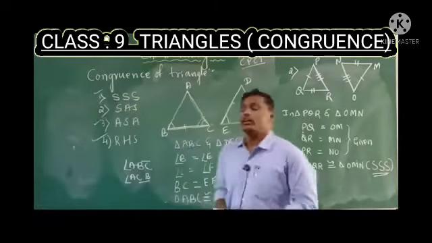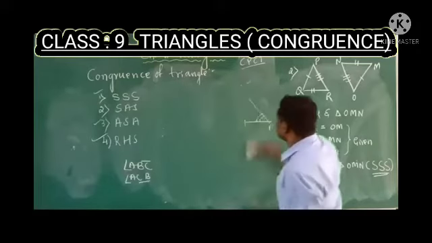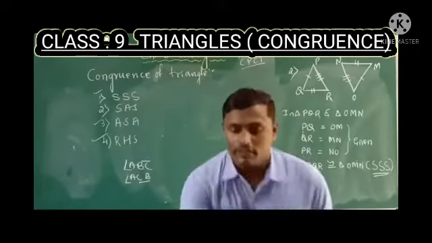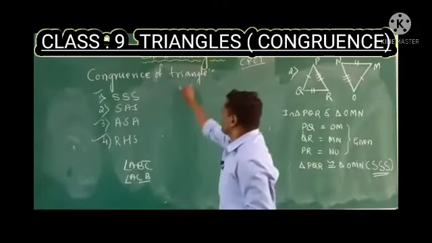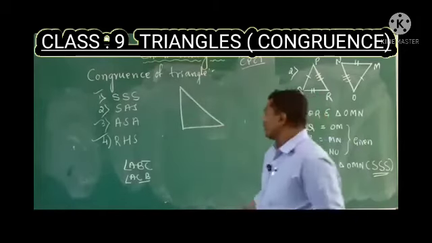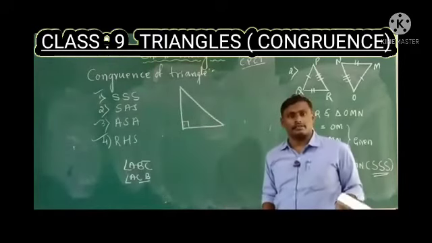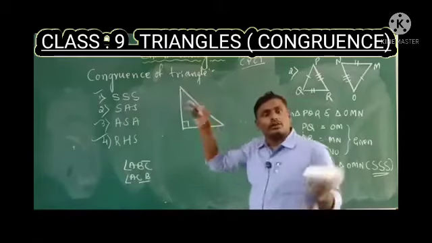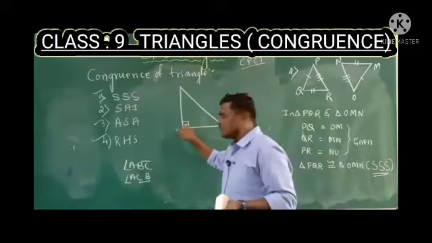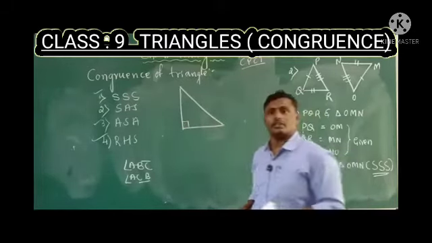RHS criteria is valid only for the right angle triangle. Especially this criteria is used for right angle triangles. So take two right angle triangles. In a right angle triangle, one angle should be exactly equal to 90 degrees and the remaining two angles are acute angles. Why? Because we already know that the total interior angle of a triangle is 180 degrees. If one angle is exactly equal to 90 degrees, the remaining two angles are acute angles only.